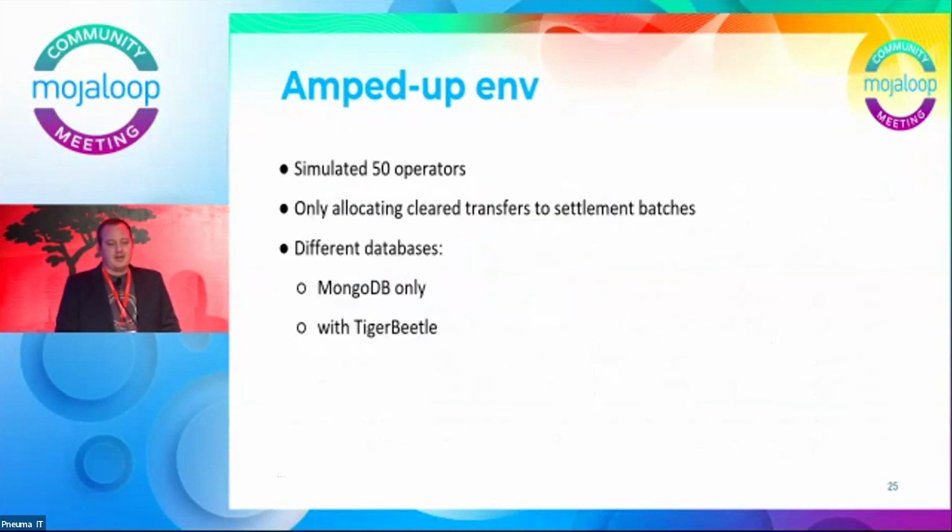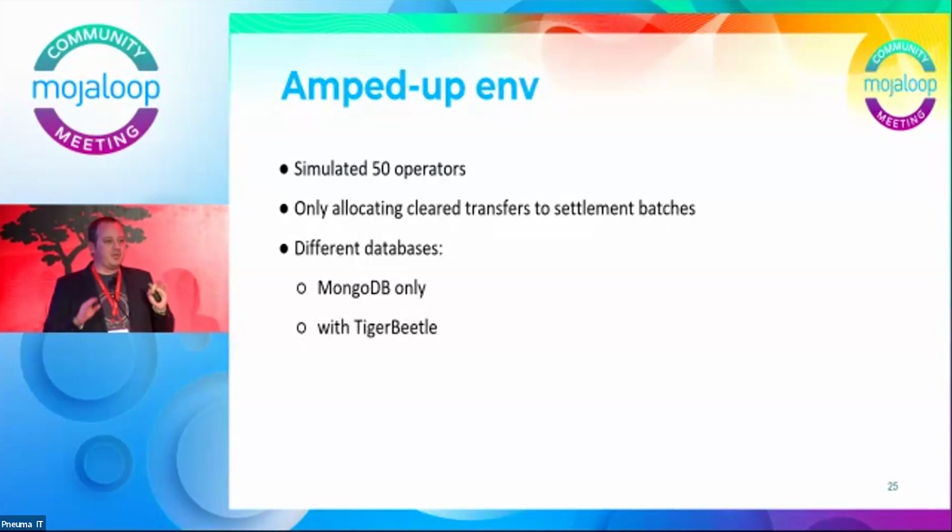Okay, and then to get back to reality, we ran some tests to, again, simulate 50 concurrent operators. But in this case, we're doing a much closer to real world scenario where all we're really doing is allocating transfers to batches, and obviously still using both a MongoDB and a Tiger Beetle database, with the difference that we're not storing the transfers in MongoDB.